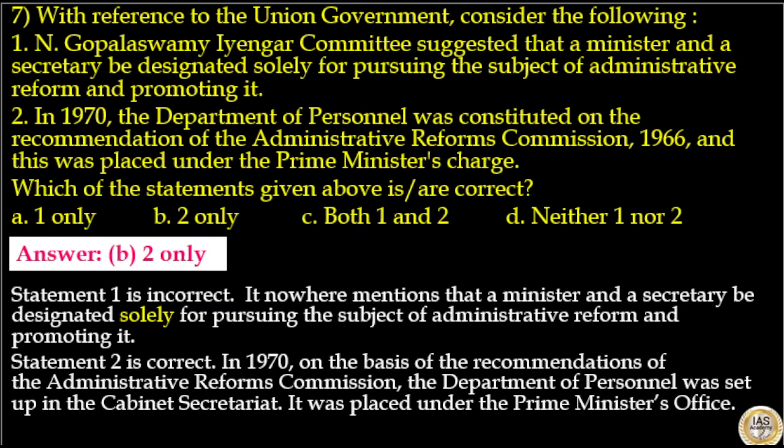Statement 1 is incorrect. It nowhere mentioned that a minister and a secretary be designated solely for pursuing the subject of administrative reform and promoting it. Statement 2 is correct. In 1970, on the basis of recommendation of the Administrative Reform Commission, the Department of Personnel was set up in the Cabinet Secretariat. It was placed under Prime Minister's office. So, here the answer to this question is option D. Statement 2 only is correct.